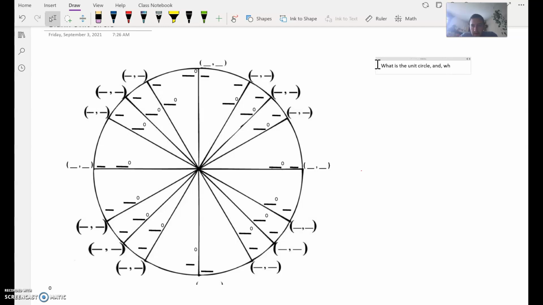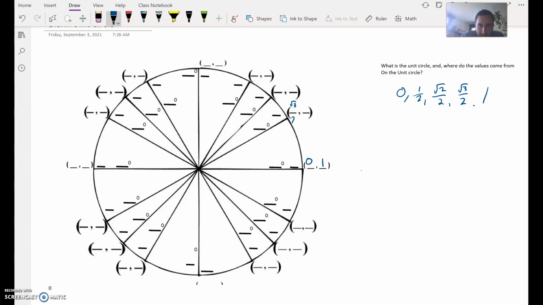And where do the values come from on the unit circle? And by values, I'm talking about like the 0, the 1/2, the √2/2, the √3/2, the 1. I'm talking about these values. This is the point 0, 1. This is the point √3/2, 1/2, and so on and so forth. So what is the unit circle and where do these values come from? Here's the answer to that free response question.